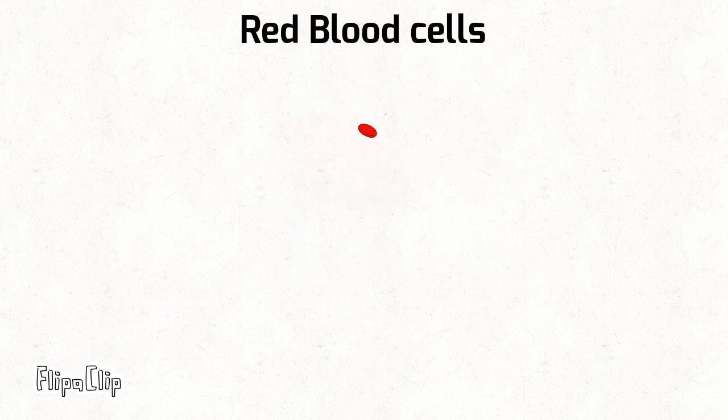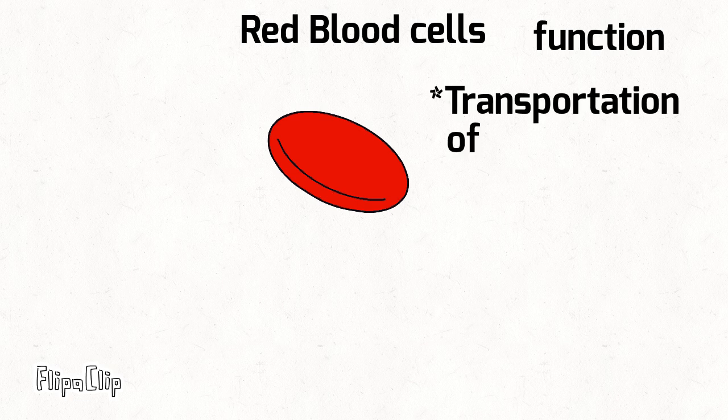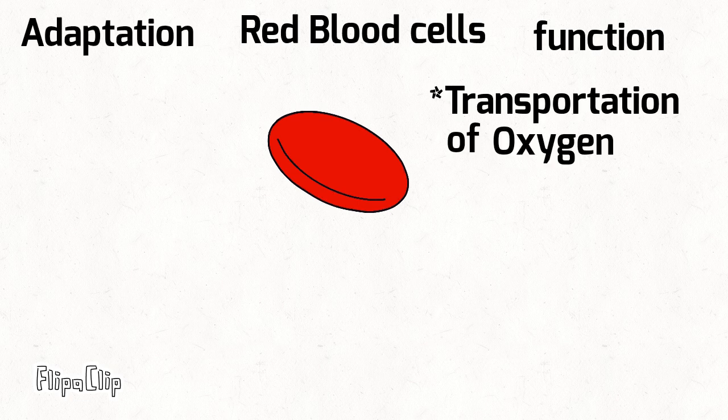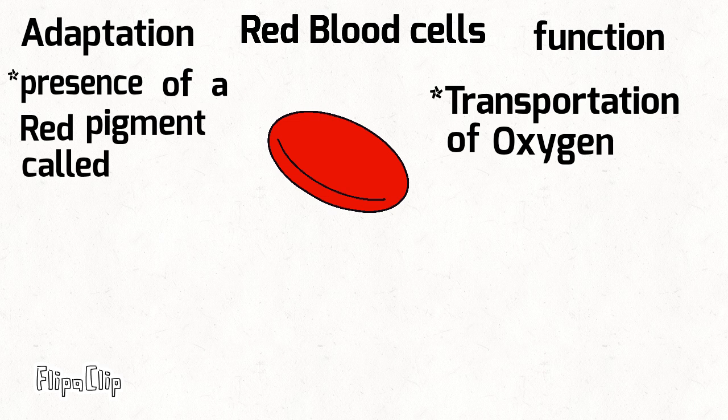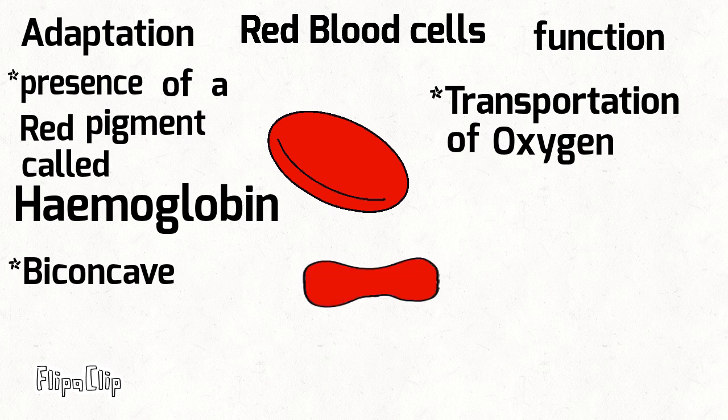Now let's look at the red blood cells. These are responsible for the transportation of oxygen, and they have the presence of a red pigment called hemoglobin, which has high affinity for oxygen. They also have a biconcave disc shape to increase the surface area for diffusion of oxygen.